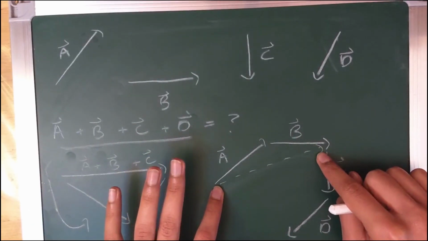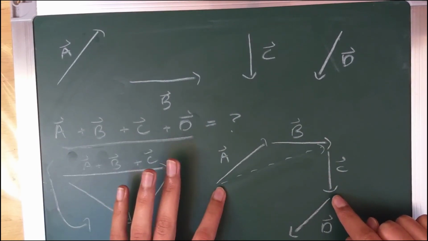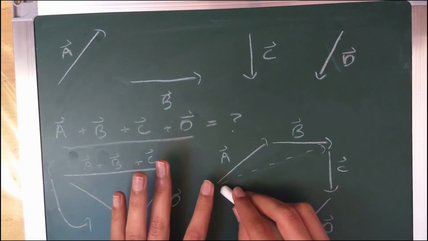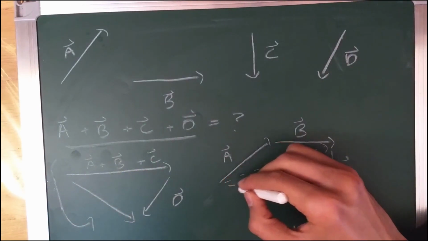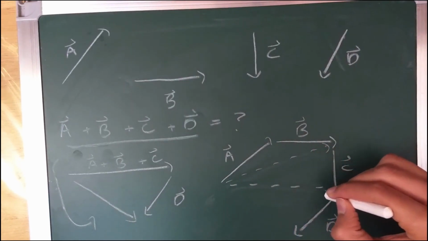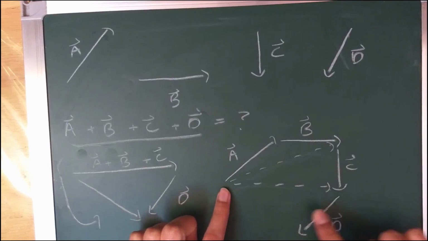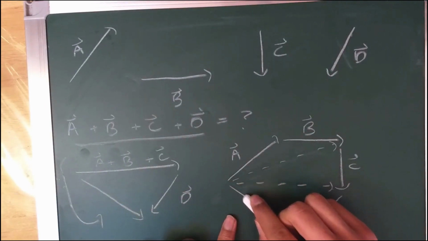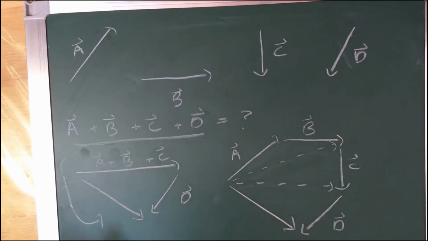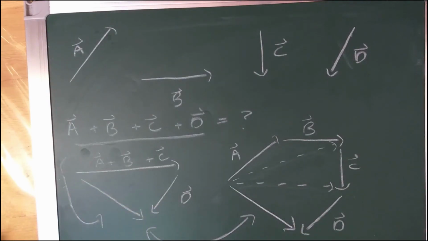Now I'm doing A plus B plus C. I see a tail and a tip here that I can connect and use my tip-tip rule. So there we go. This is A plus B plus C. And then final step, A plus B plus C plus D. There it is. And you'll notice that these two are more or less the same. So that's a faster way to do it.